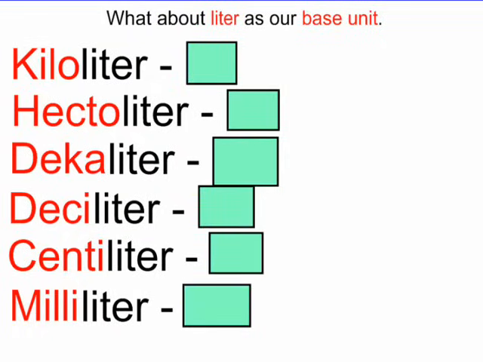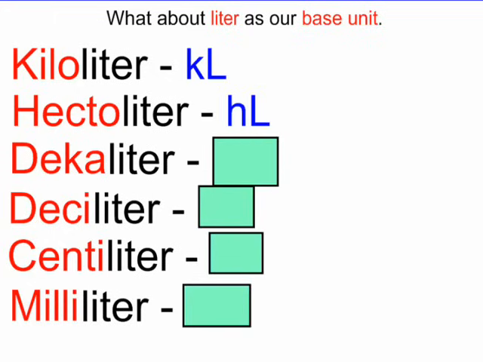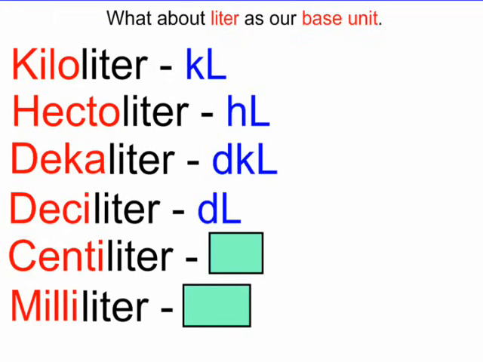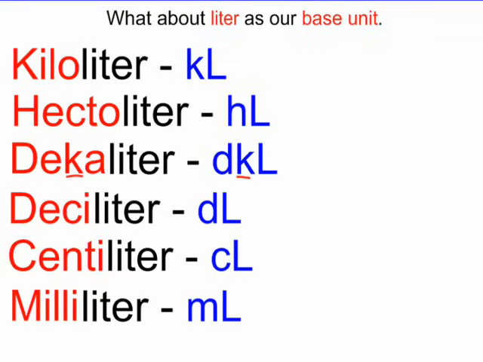Okay, let's take a look at the abbreviations for these. A kiloliter would be KL, hectoliter HL. Here's our two prefixes that start with D. Remember, decaliter has the K. And then you have centiliter and milliliter. So that's pretty much all there is to the metric system.